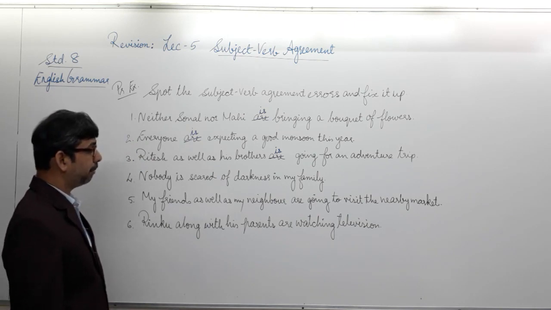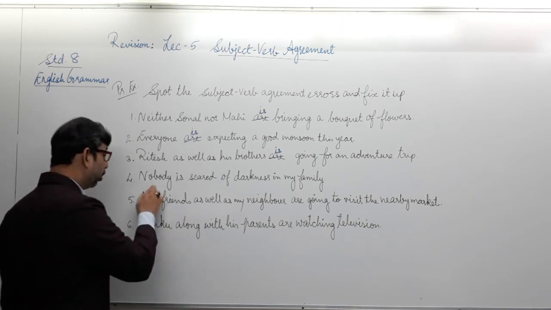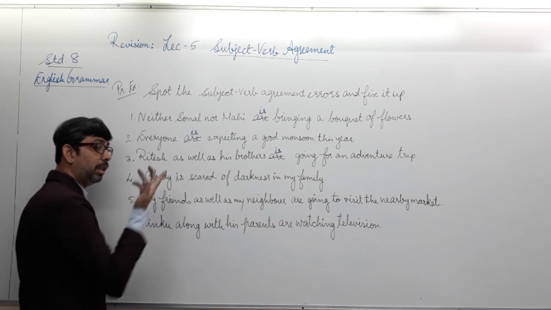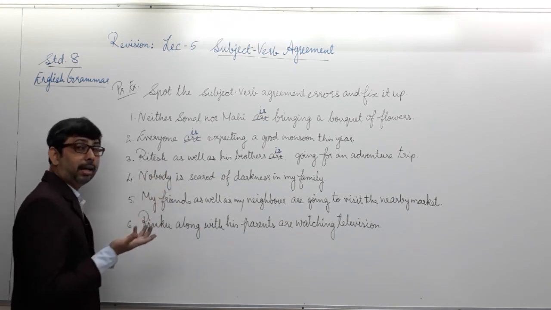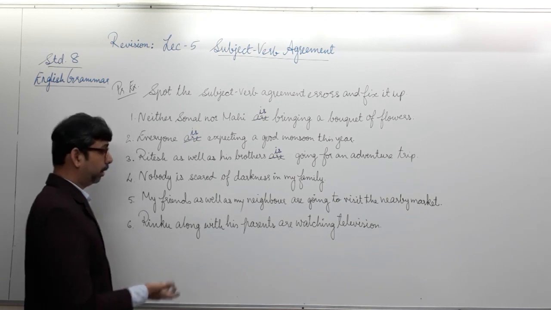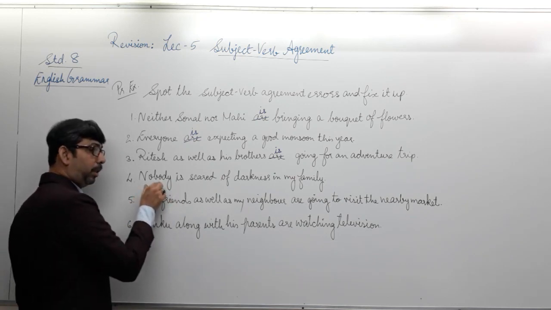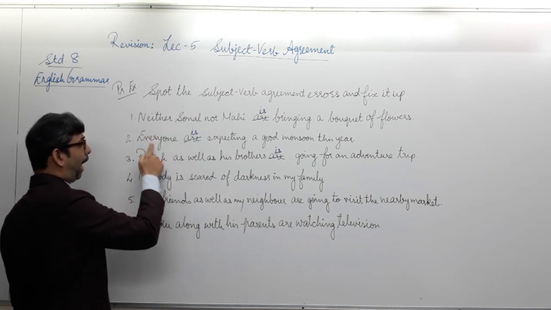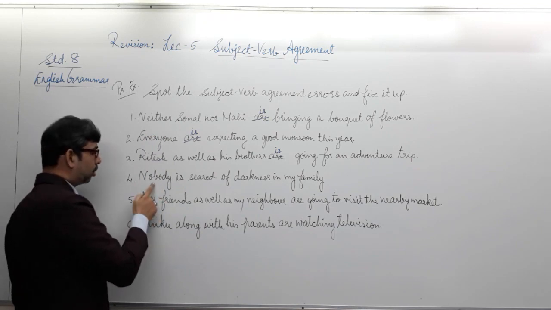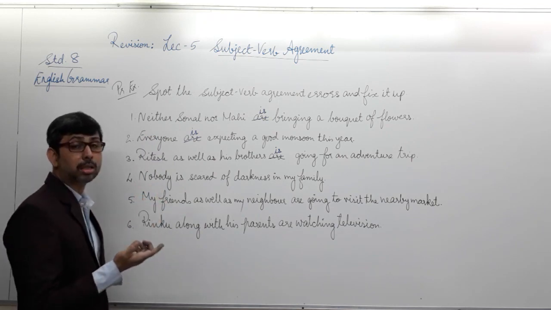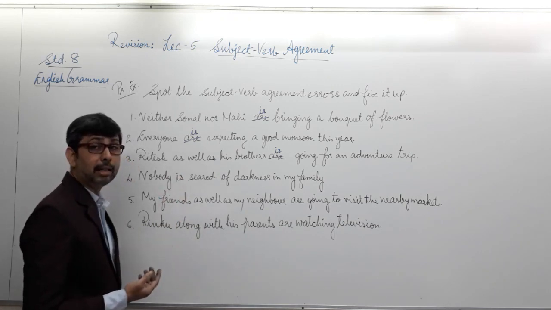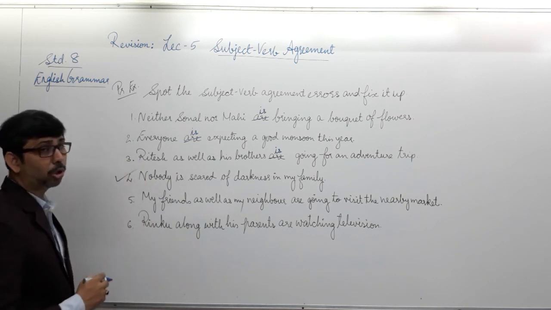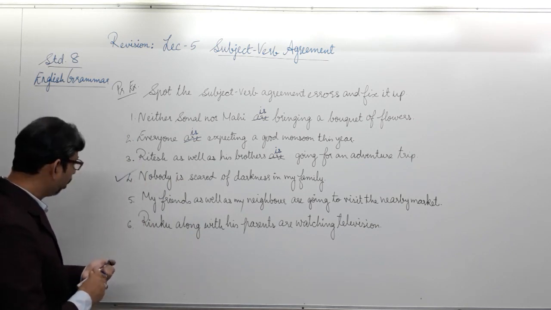The next one: Nobody is scared of darkness in my family. Well, let me read it once more. Nobody is scared. So I don't need to make any change because it is correct over here. There is no error that I can find. Nobody is a word which carries a singular verb with it, as we learned with neither nor, everyone and such words. So when we use nobody, we need to use a singular verb, which is already rightly written over here. So we simply tick mark it and say it is a correct sentence. We are not making any changes. Let's move on to the next one.